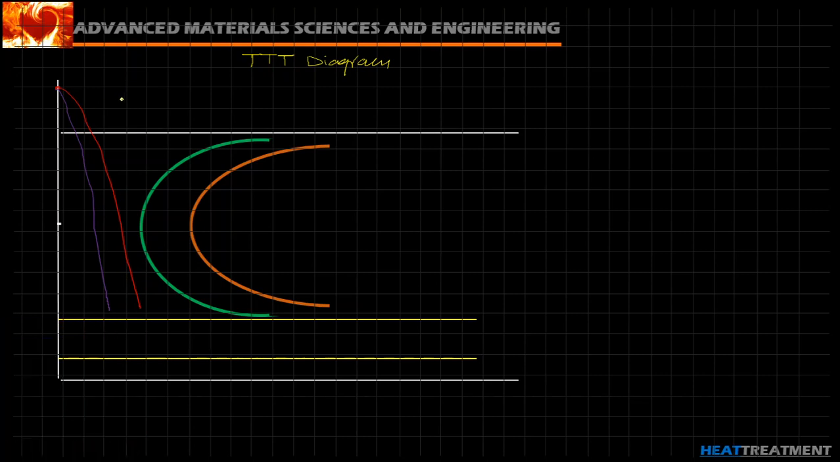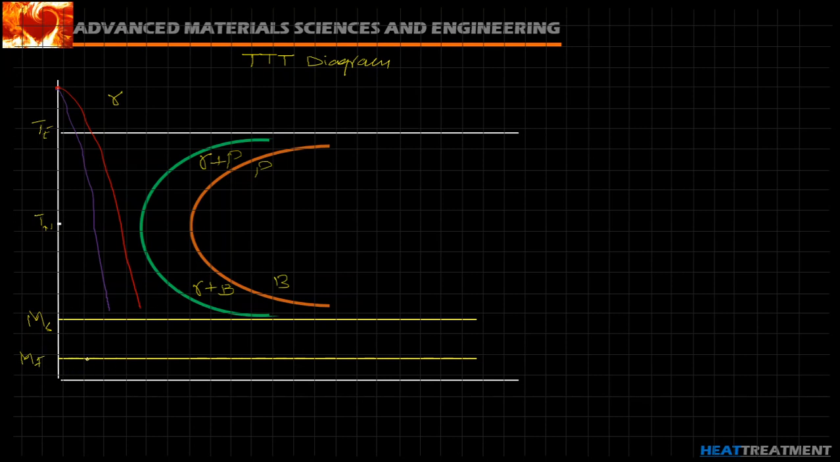Still we have a stable phase of austenite here. This is the eutectoid temperature, this is the nose temperature, and here we have the austenite plus pearlite, here we have the austenite plus bainite. This is the start of the martensite temperature and this is the finish of the martensite temperature.